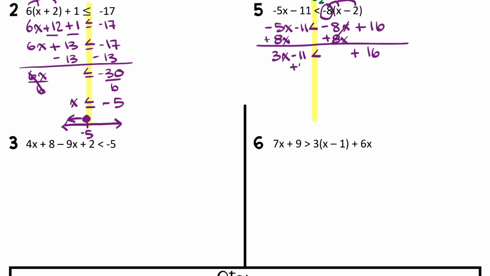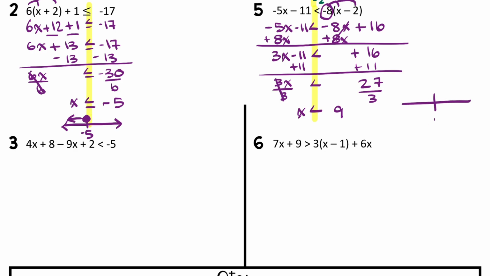The opposite of subtracting 11 is adding 11. I'm looking at 3x is less than 27. The opposite of multiplying by 3 is dividing both sides by 3. Again, it is a positive, so x is less than 9. I'm going to come over here. I'm going to put a 9. I am going to put an open circle, and it's going to the left.